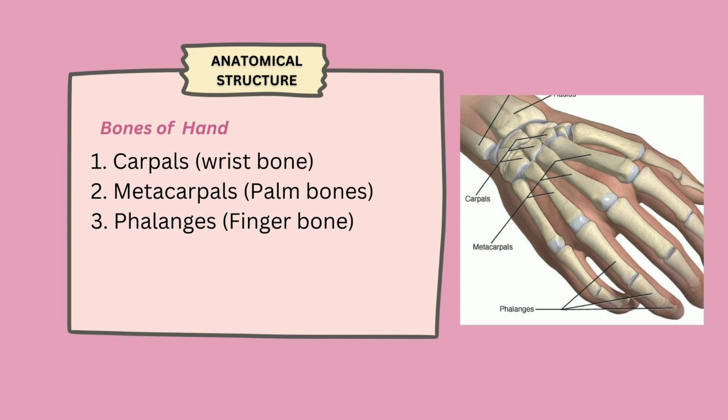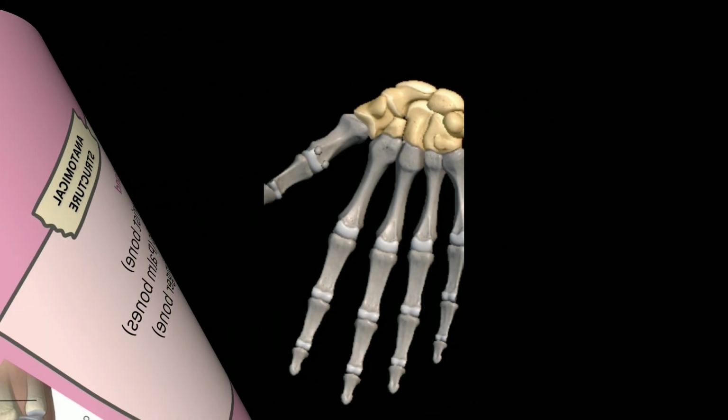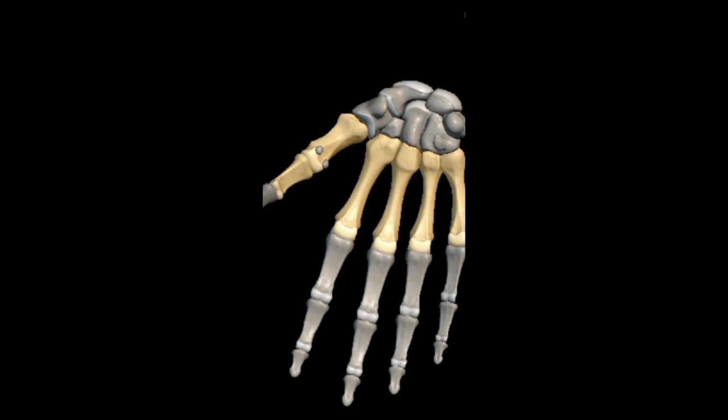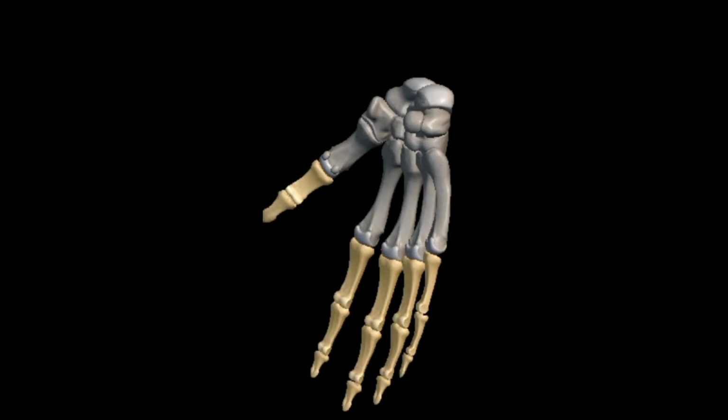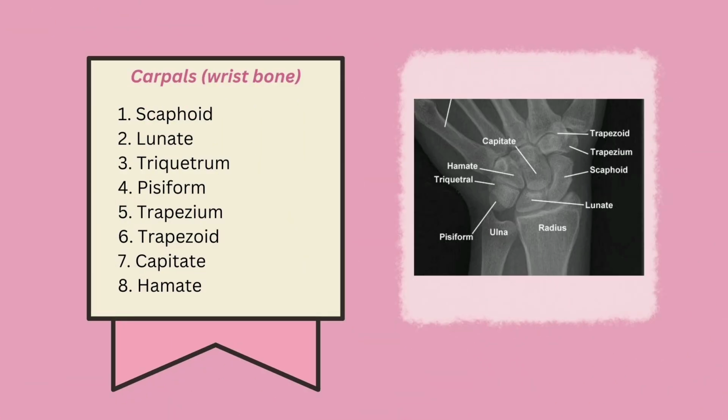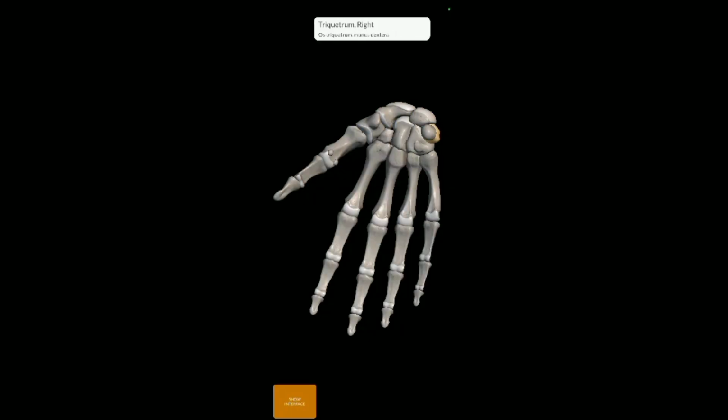Anatomical structure of the bones of the hand. The bones of the hand consist of three main groups, which are carpal, the wrist bones, metacarpal, the palm bones, and phalanges, the finger bones. The carpal bones are 8 small bones that make up the wrist and are arranged into two rows. The first row is the proximal row, which has scaphoid, lunate, triquetrum, and pisiform. The other row is the distal row, which has trapezium, trapezoid, capitate, and hamate.